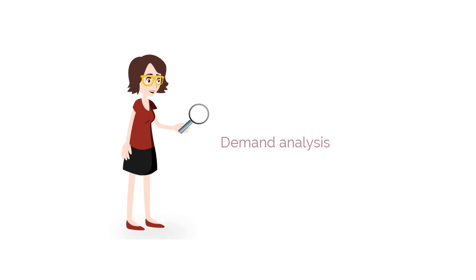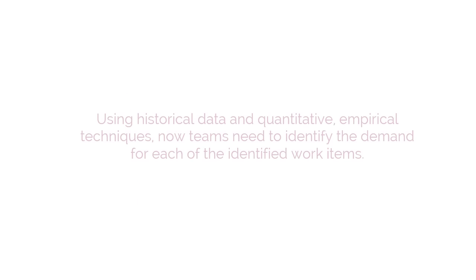The next point is demand analysis. Using historical data, if available and relevant, and quantitative empirical techniques, teams need to identify the demand for each of the identified work items. Work items tend to display patterns over time. This needs to be thoroughly understood to design a system that can be adjusted to keep up with new demands and different types of work items.